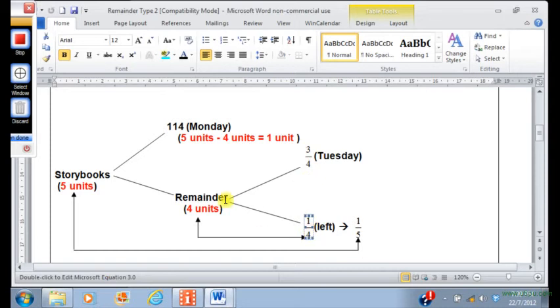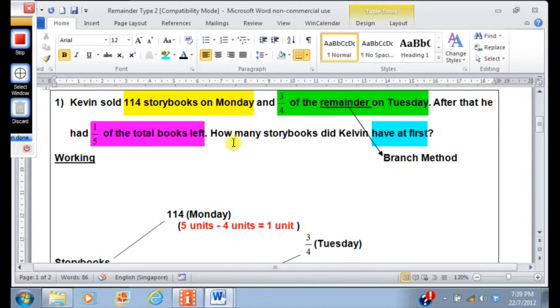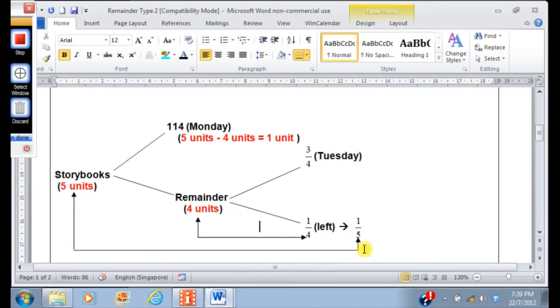Now what else do we know? We don't have a fraction here, so I can't put a times symbol here, or here. So what do I do then? Just leave it. Let's see whether there is any other information we can make use of. We know that he had 1/5 of the total books left. It means out of the total amount, he had 1/5. Now this 1/5 and this 1/4 are equal fractions.